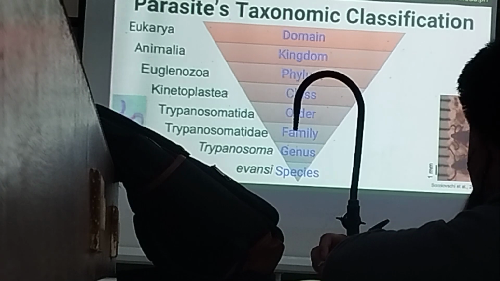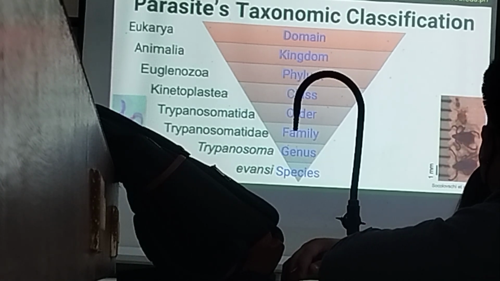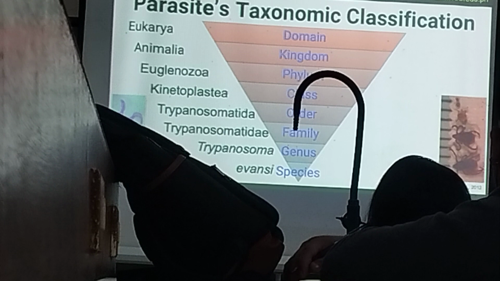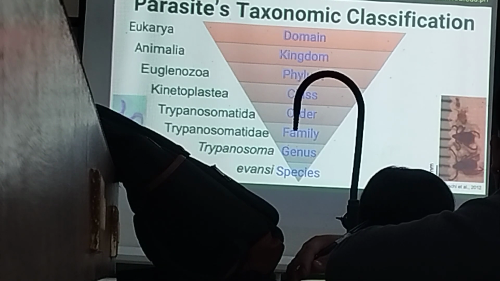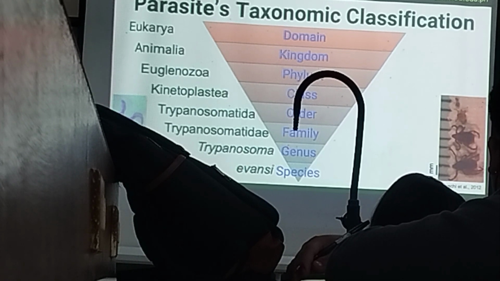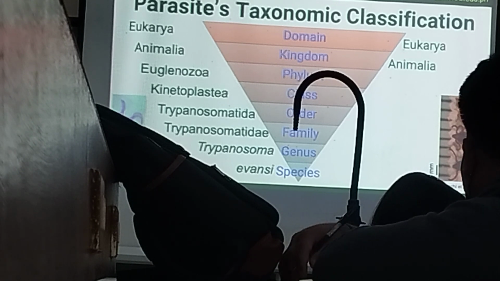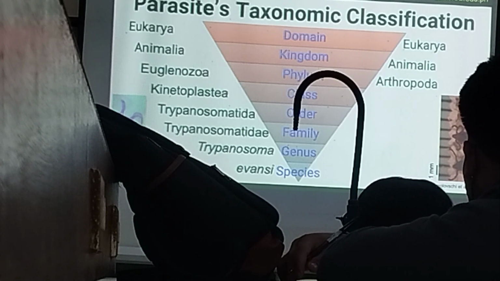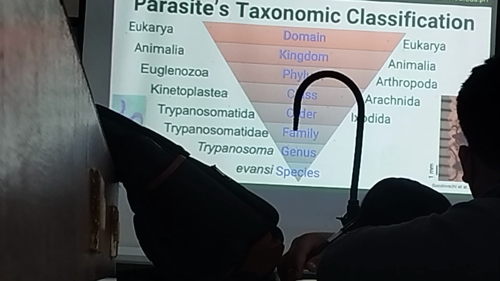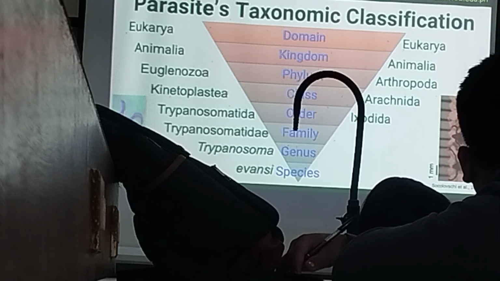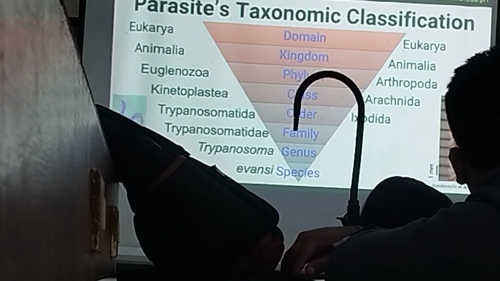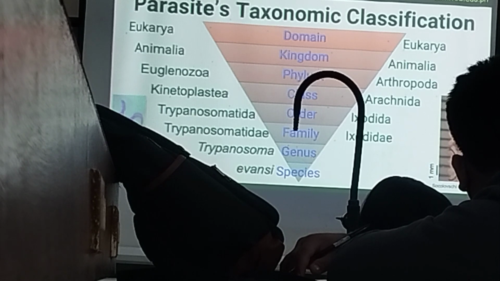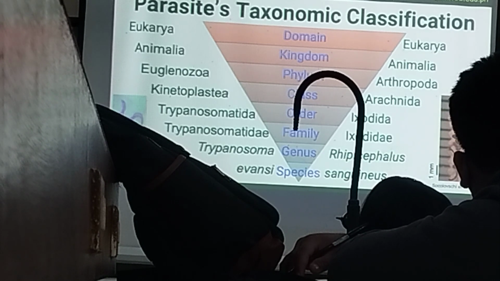How about this parasite? What's this? This is your tick. Yes. Okay, what's the domain? Eukarya. Kingdom Animalia. Phylum Arthropoda. Class Arachnida. Order Ixodida. Although there is a superorder Parasitiformes under ticks and mites. The family Ixodidae, genus Rhipicephalus, species sanguineus.